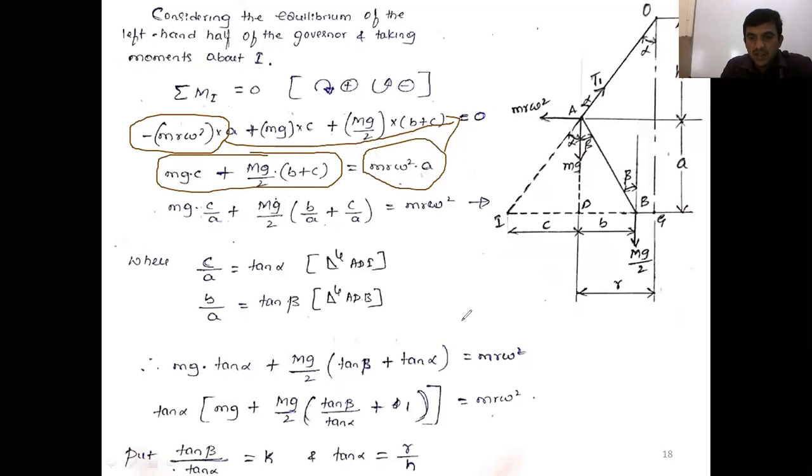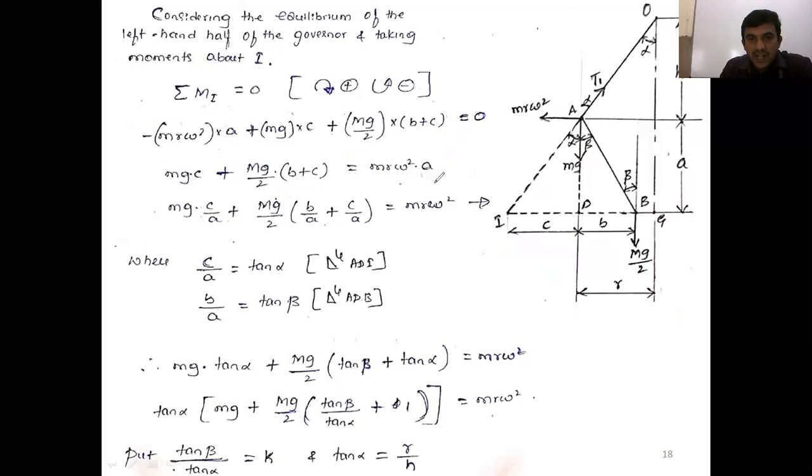After this, now send this a to the left side. Now we get mg into c by a plus mg by 2 into, sending this a inside the bracket, b by a plus c by a, that is equal to mr omega square.